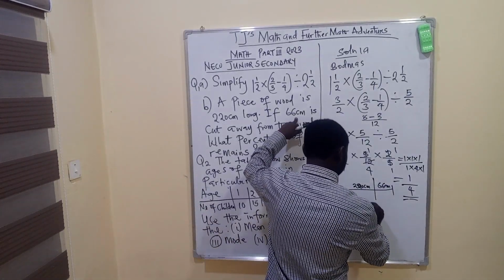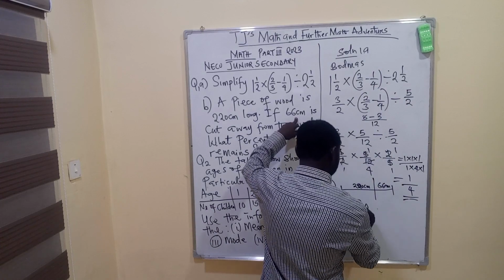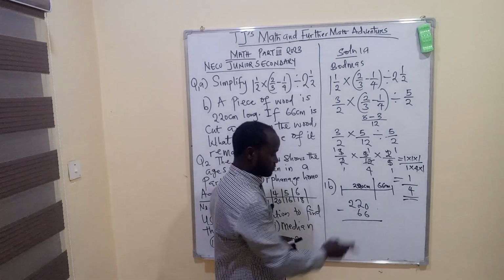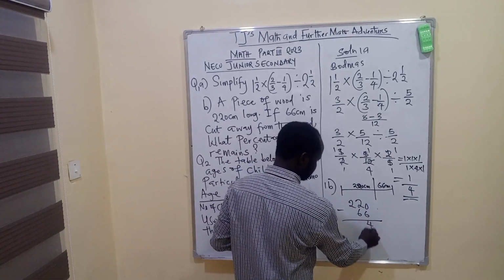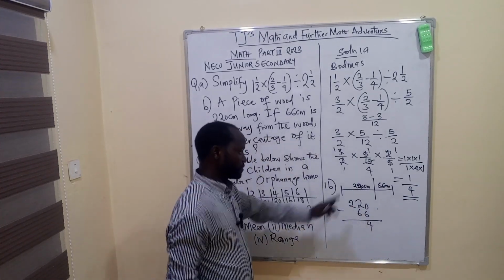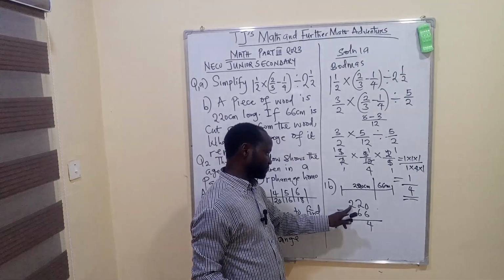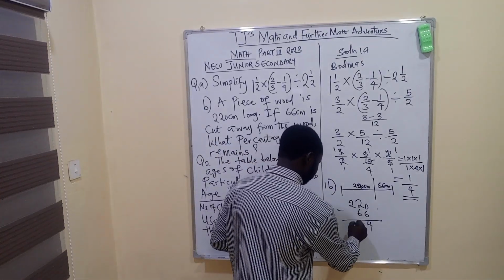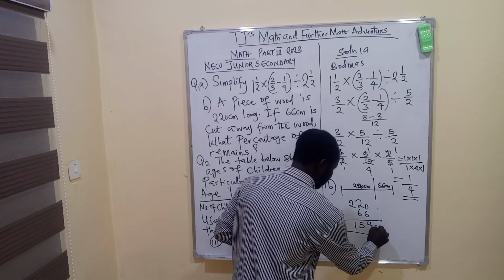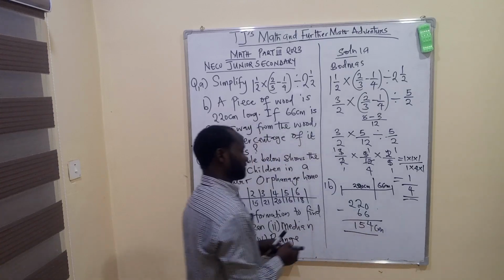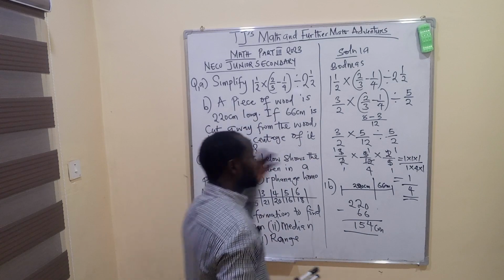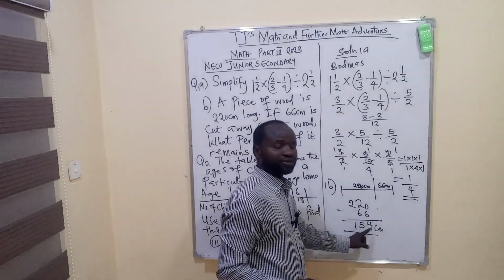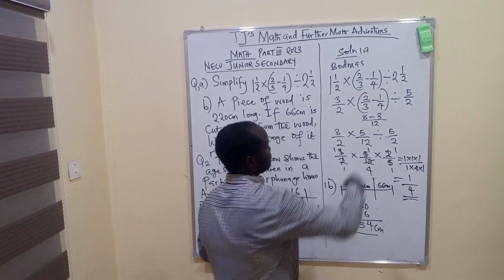So let's write it down here. 220 minus 66. Let's minus the 0 minus 6. Cannot, we borrow 1. 10 minus 6 will be 4. We're left with 1 here. 1 minus 6 cannot, we borrow 1 from here. That will be 11. 11 minus 6 is 5. We're left with 1 here. So we have 154 cm. So when we cut out 66 cm from 220 cm, we'll be left with 154 cm.